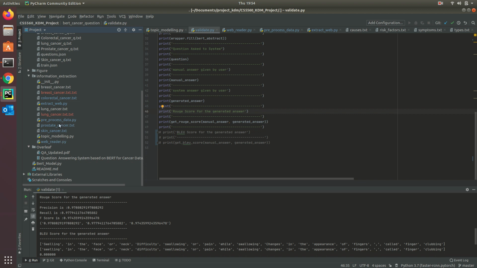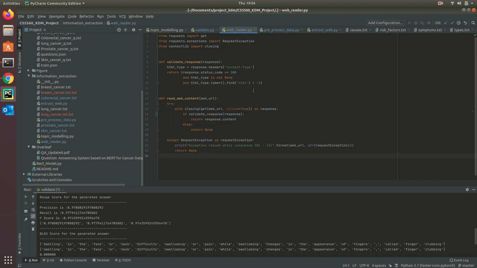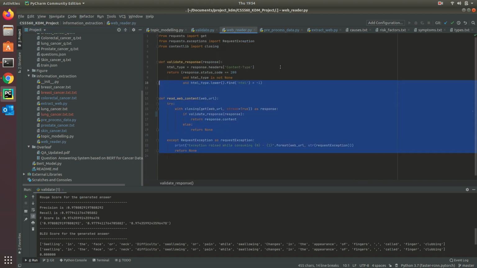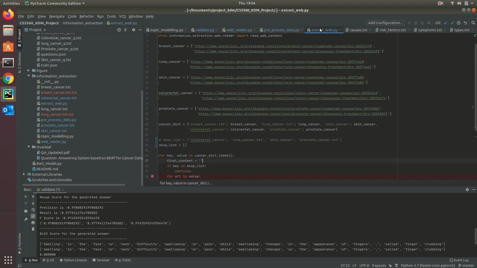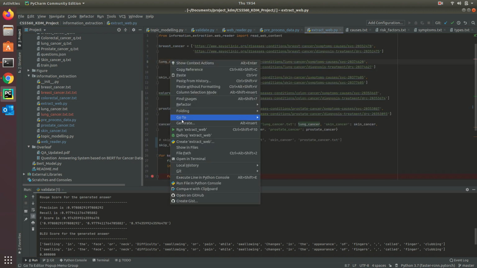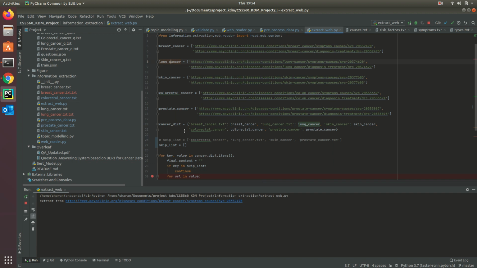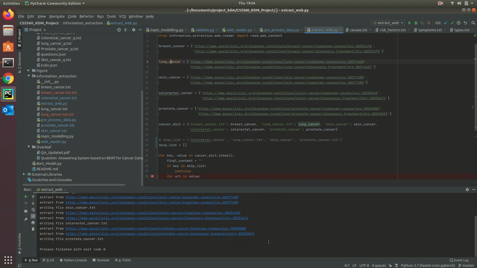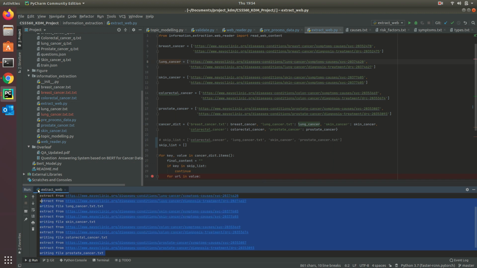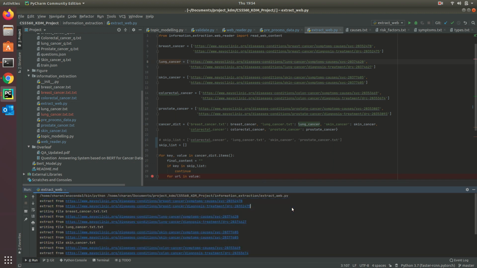Here are the different types of cancers. I'll start off with the web scraping technique to collect the data. This is the web scraper related code, so I'm going to extract the web data. Now, as you have seen, I have been able to extract some of the data from the internet for the different types of cancers that are available.